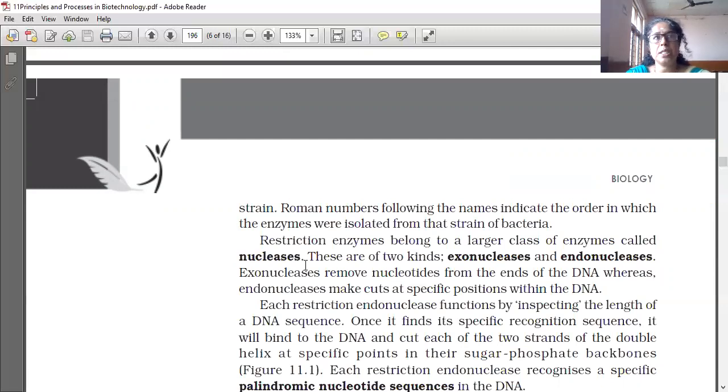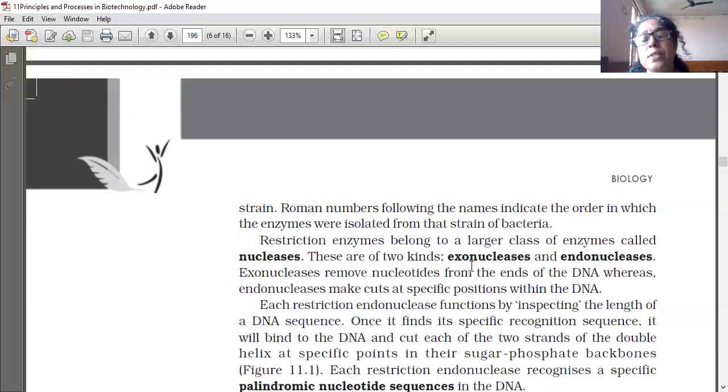Enzymes ending with -ase are meant for splitting. So nuclease means nucleus splitting enzyme. Lipase means lipid splitting enzyme. Protease means protein splitting enzyme. Like that, in the nucleus splitting sense it is given the name nucleases, because DNA is inside the nucleus, so for cutting the DNA, first the nucleus should be opened.